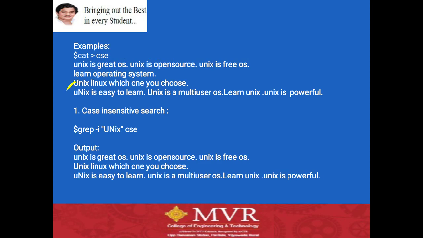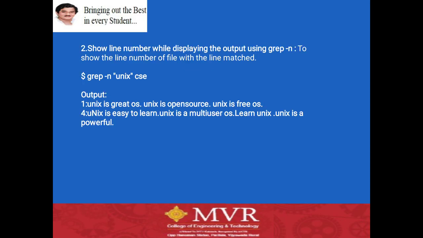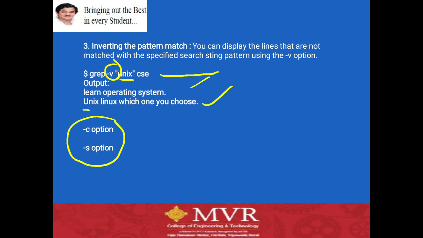Hope you have understood what grep is, how we can use grep with all options, that is -i, that is case insensitivity, then -n for displaying lines with numbers, and then the verbose option, that is -v, which displays whatever doesn't match the given pattern. So in this way you can use the grep command.